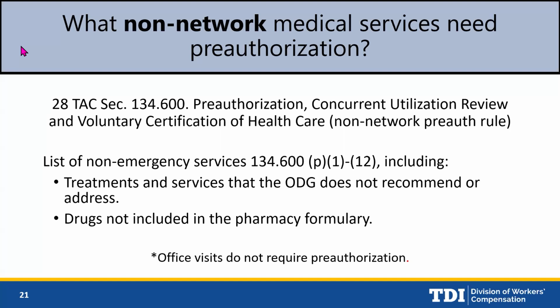In that rule, if you're following the organization outline of that rule, you go to P, lowercase p, and there's going to be a list of services 1 through 12. All of these that it talks about are requiring pre-authorization. In the P1 through 12, it includes treatments and services that ODG does not recommend or address. So you got to look at your list, and then you got to check ODG for that service to see if ODG does not recommend that spinal fusion or that pain pump or that whatever you're providing to our injured employee. And if you need to document exceptions, use Appendix D.